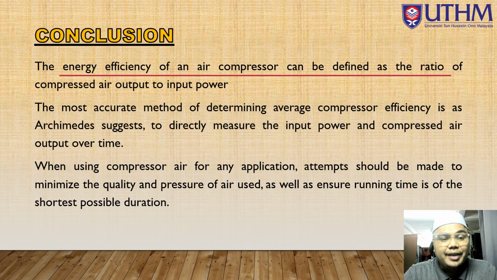For the conclusion, the energy efficiency of an air compressor can be defined as a ratio of compressed air output to the input power. Next, the most accurate method of determining average compressor efficiency is, as Archimedes suggests, to directly measure the input power and compressed air output over time. Last but not least, when using compressed air for any application, attempts should be made to minimize the quantity and pressure of air used, as well as ensure the running time is of the shortest possible duration. Thank you.